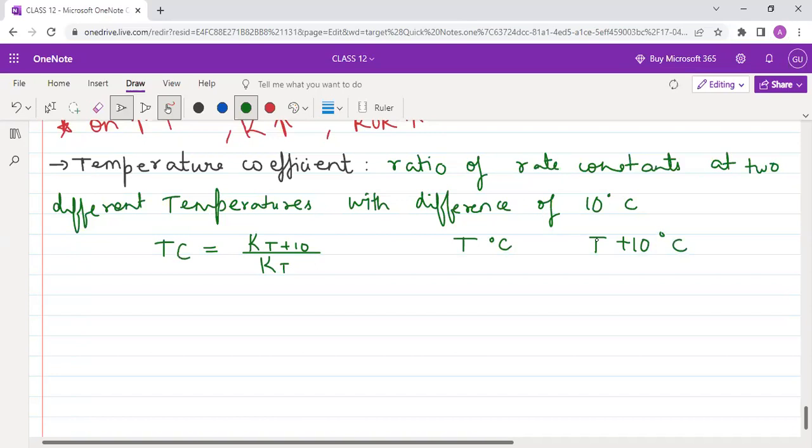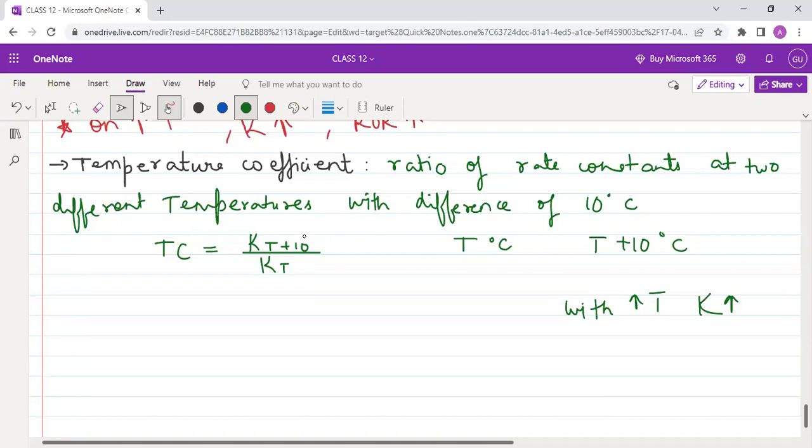And I just told you that with an increase in temperature, the rate constant increases. So at two different temperatures, there will be different values of the rate constant. So the temperature coefficient is the ratio of rate constants at two different temperatures.